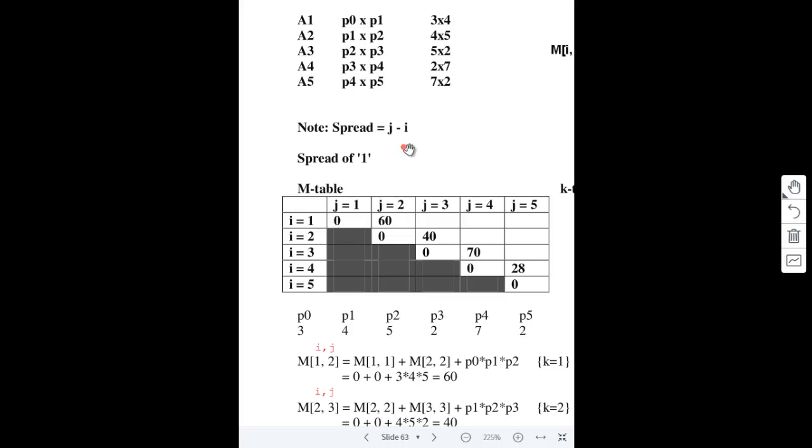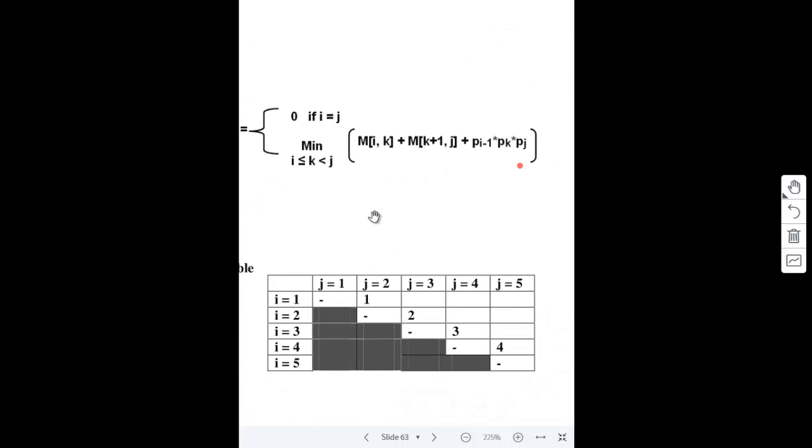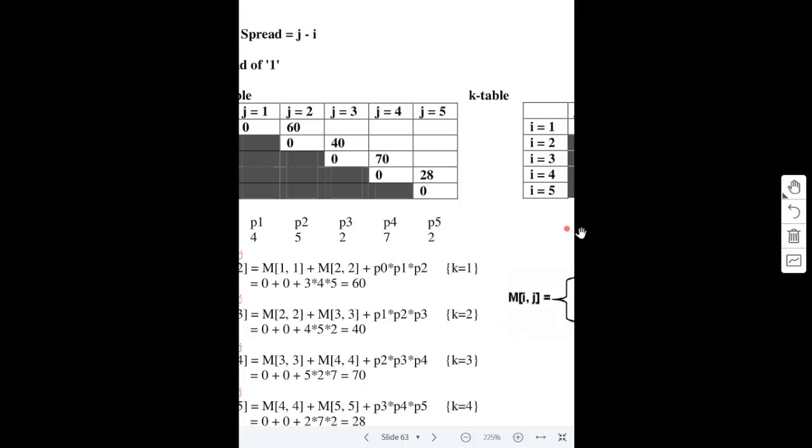Now we are going to work with what is called a spread, meaning I is less than J, so J minus I should be some positive value. We'll start with 1, that means the difference between the index I and J is 1. So you're going to fill up these cells. I is 1, J is 2, that's a spread of 1. I is 2, J is 3, a spread of 1. I is 3, J is 4, a spread of 1. I is 4, J is 5, also a spread of 1. So you're going to fill up these 4 cells. The K table we are going to update accordingly. Again we are going to make use of this general recurrence, which I have listed here.